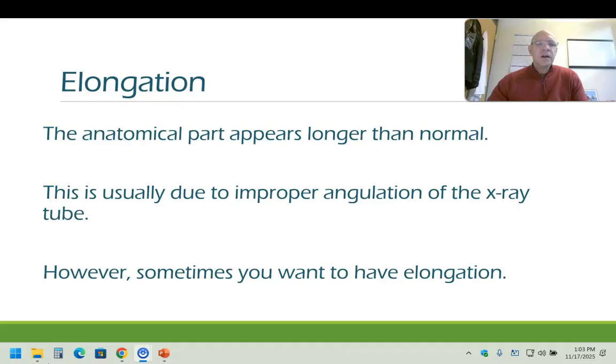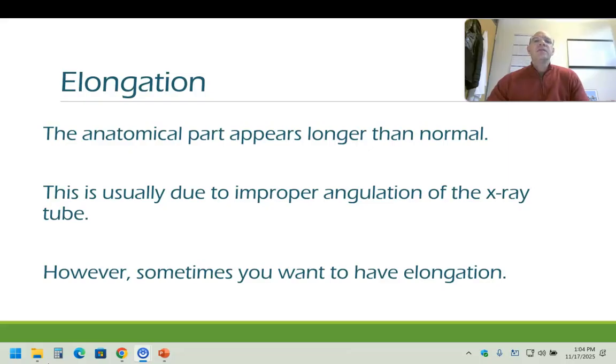So let's start by talking about elongation. Elongation is when the anatomical part on the image appears longer than what it normally is. And a good example of that is something you've already learned, and that would be your scaphoid view. So if you took an image of your scaphoid with a straight PA shot, and you didn't have any angulation on the tube, the scaphoid would appear fairly normal size. There's no elongation to it. You did not distort the image. You might have a tiny bit of magnification, but like I said, you'll always have a little bit of magnification. But it's going to be a normal size.